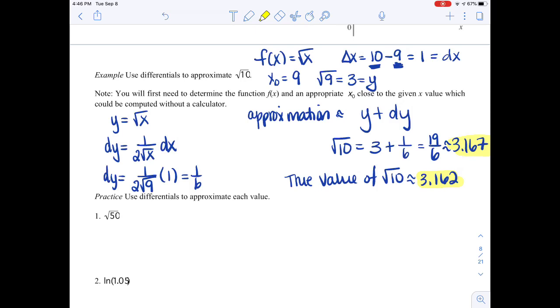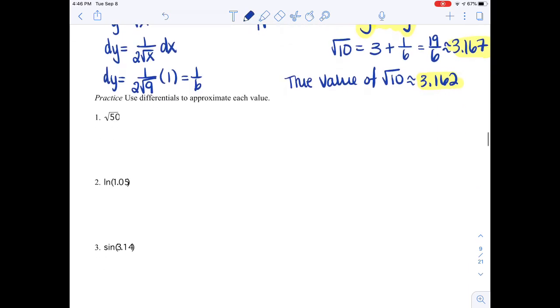So again, I'm able to approximate something that's not a perfect square more accurately than just saying a little bit bigger than 3 by using this idea of differentials. Find a y value at a point that's close to 10 and give me the exact value. Find one that's easy. Add this difference in y, which is what this dy is calculating, and I'm able to get a good approximation for a specific value.